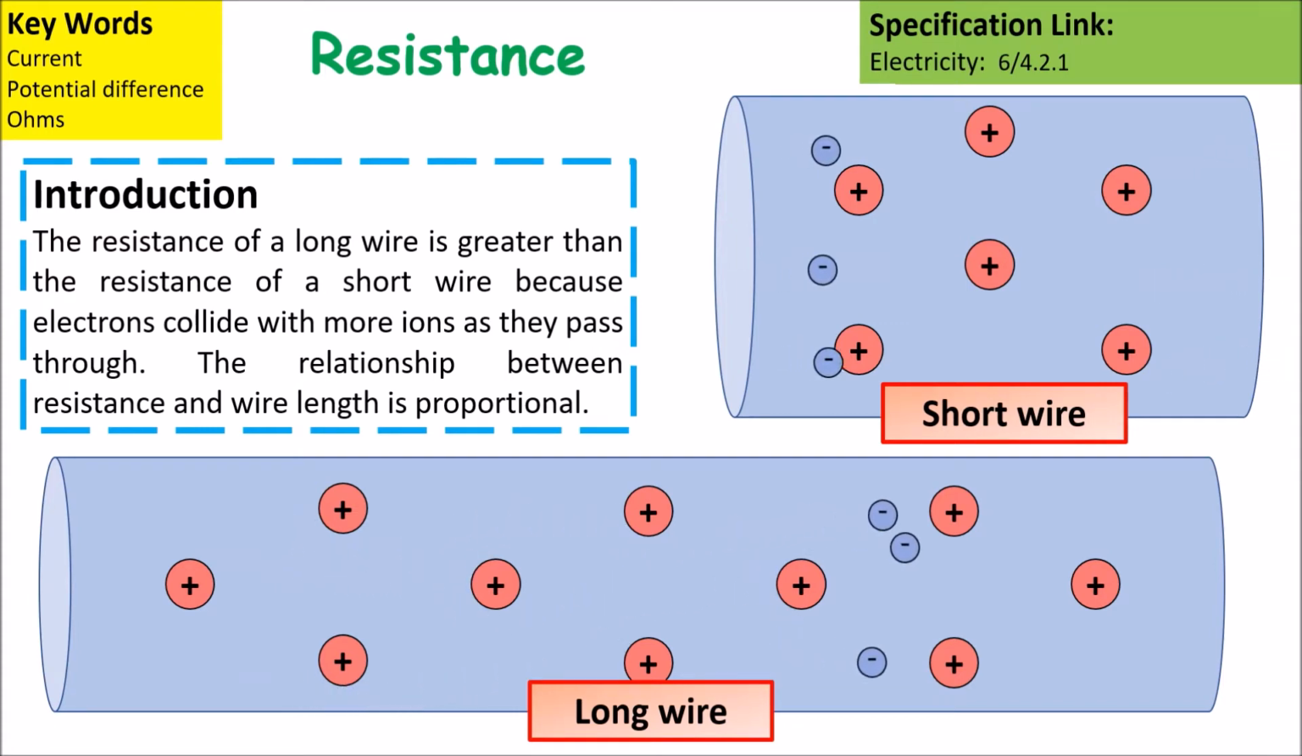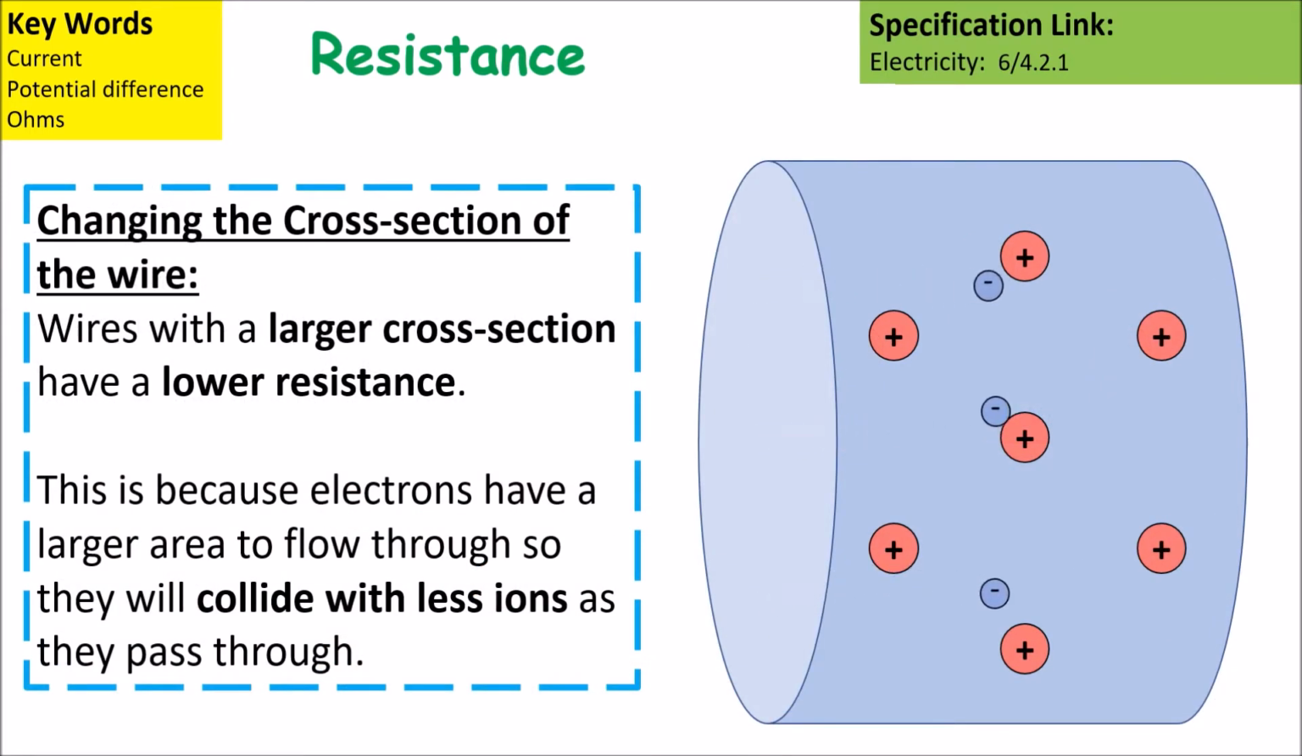So the resistance in a long wire is greater than the resistance in a short wire because the electrons collide with more ions as they pass through it. The relationship between resistance and the length of the wire is proportional. Wires with a larger cross-section have a lower resistance. This is because electrons have a larger area to flow through, so they will collide with fewer ions as they pass through.